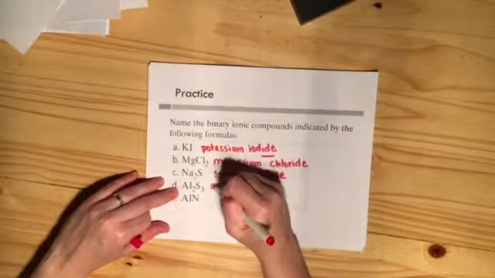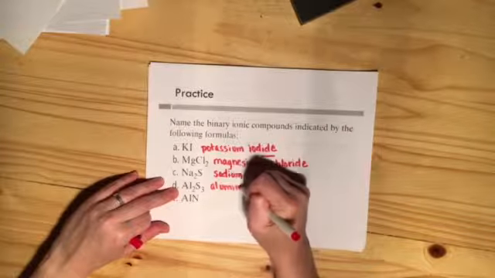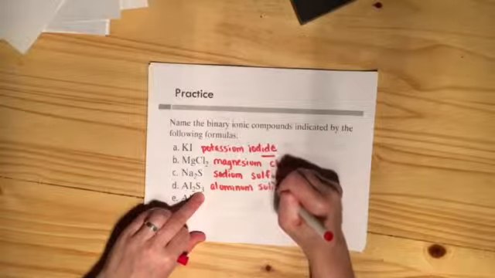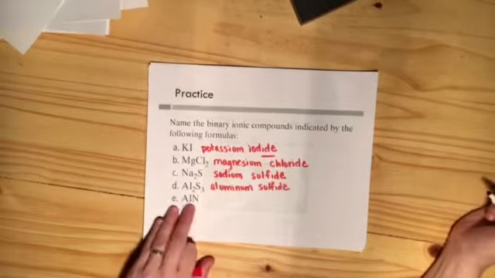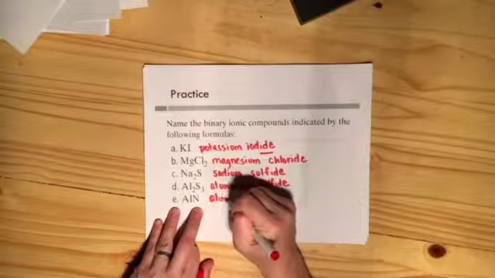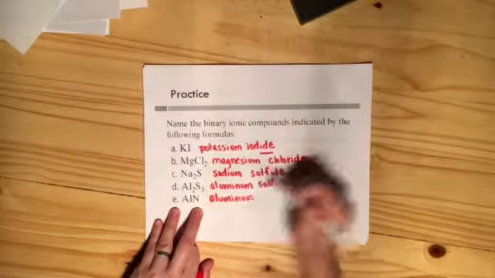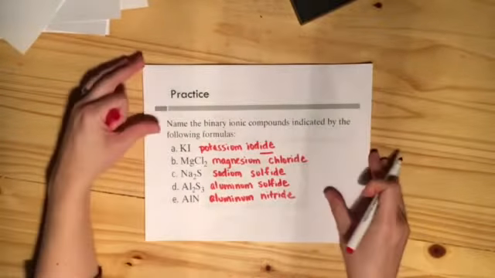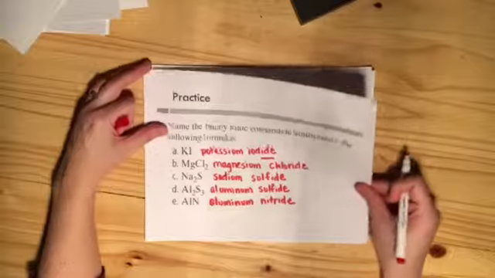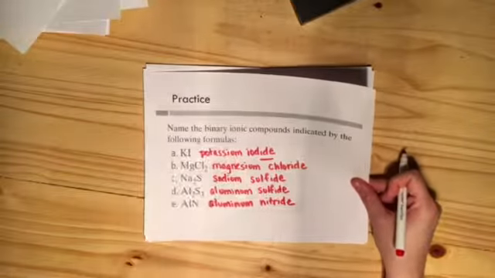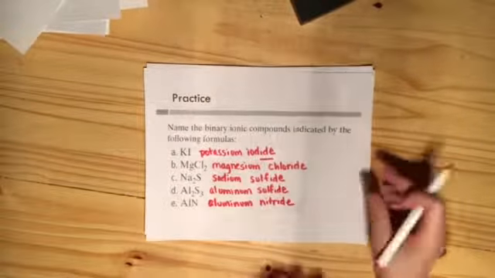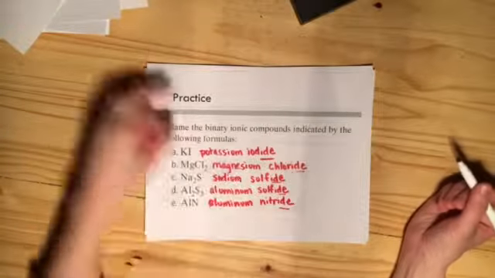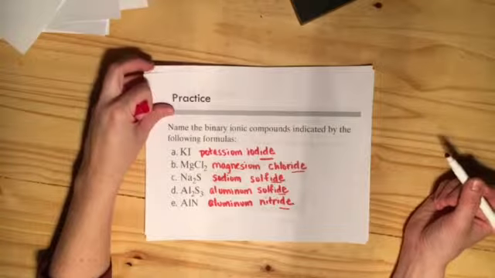Al2S3, aluminum, and then the S is sulfide. AlN, aluminum again, and then the ending is nitride. So, name of the cation, straight from the periodic table. The anion, you're going to change the ending like that. Turn it to "ide."